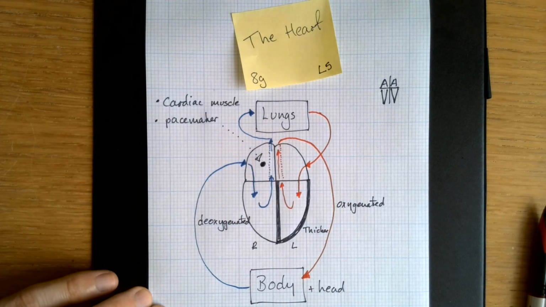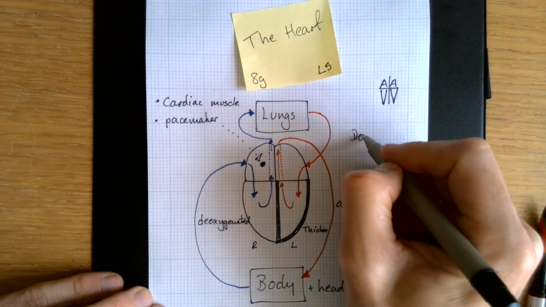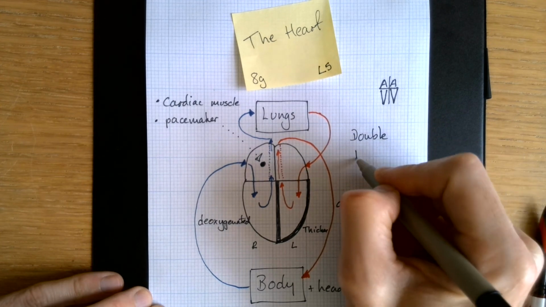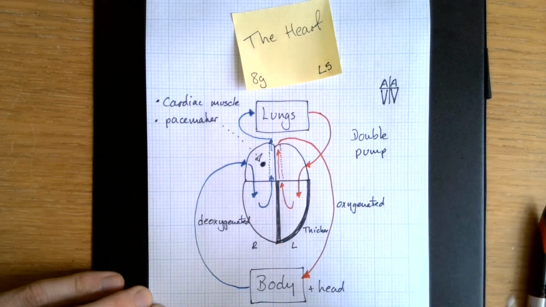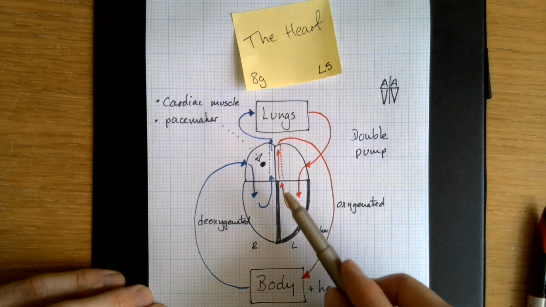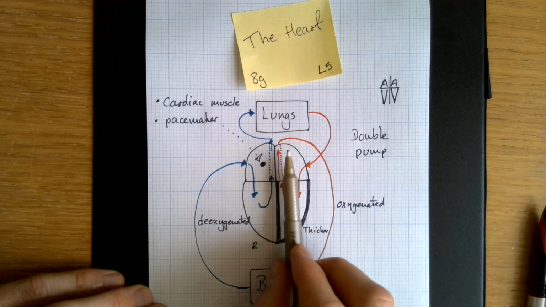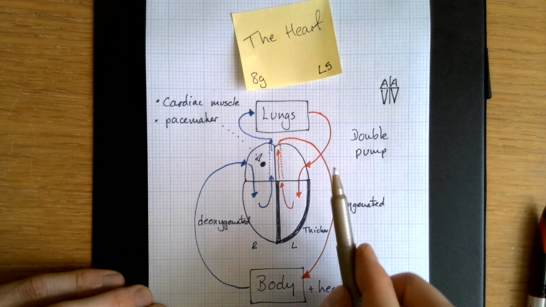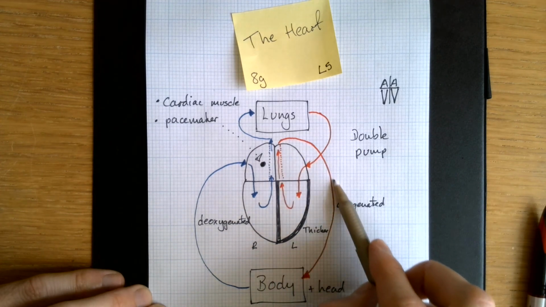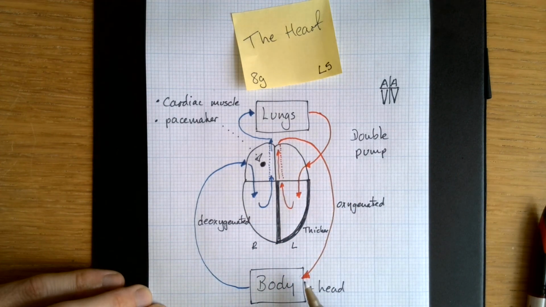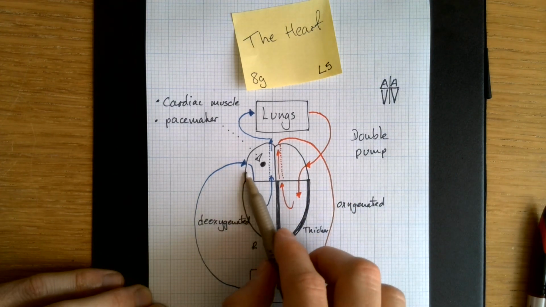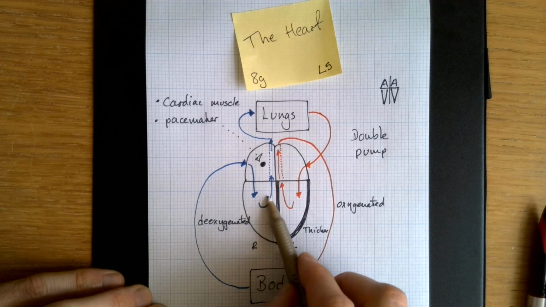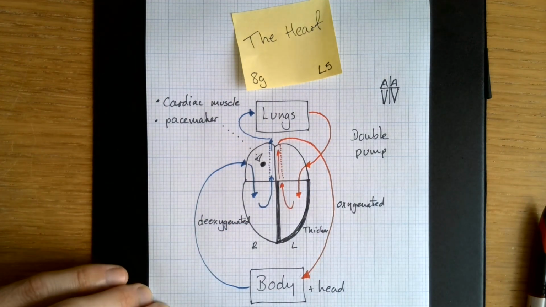Now the heart could be described as a double pump. Quickly show you why. It's basically made from two pumps working side by side. We've got the left hand pump, and its job is to send oxygenated blood round to the body, and then there's a second pump that receives the deoxygenated blood, and that sends the blood round to the lungs.